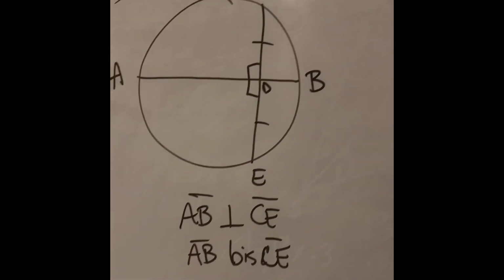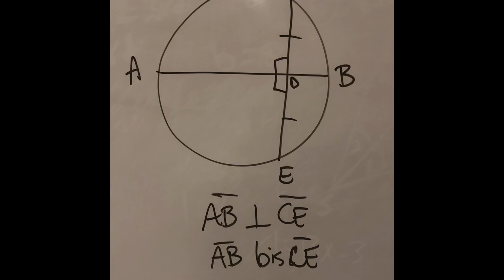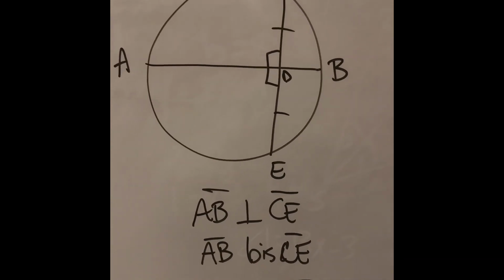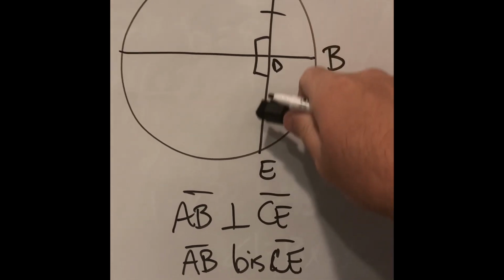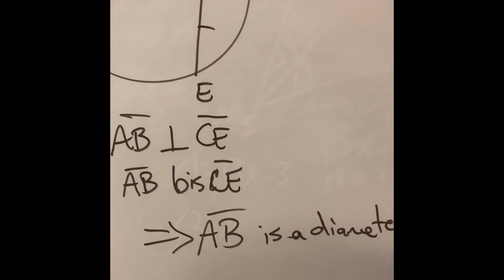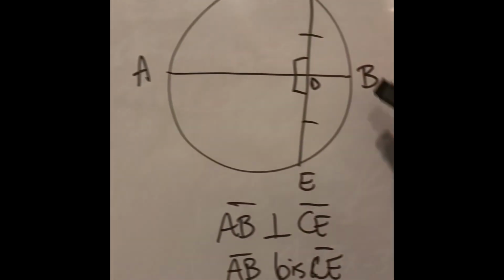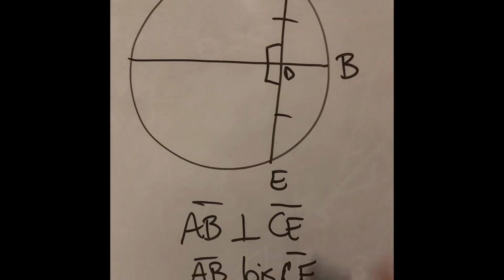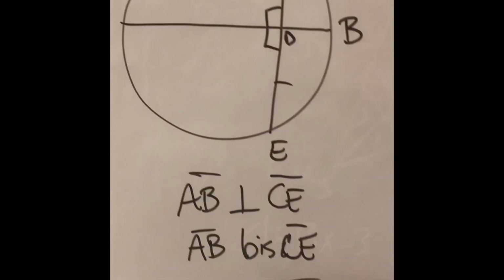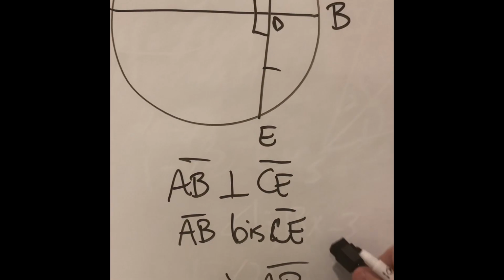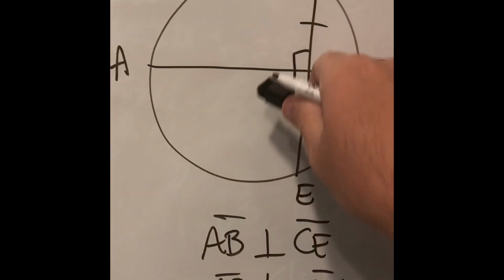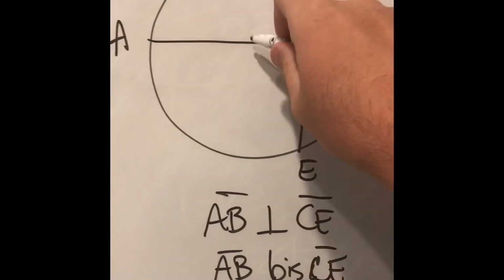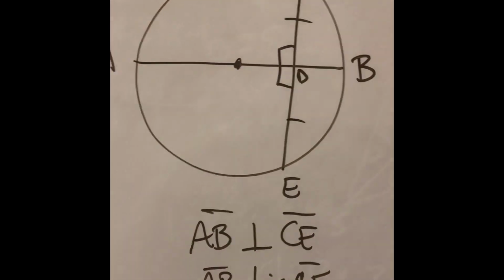Now if we go to 10.4, 10.4 is saying if I have a chord that bisects and is perpendicular to another chord, then that chord is going to be the diameter. So I got AB here that's bisecting CE. It's also perpendicular to CE. As we can see, perpendicular to CE and bisecting CE, then AB is going to be the diameter. So AB is actually going right through the center of the circle.